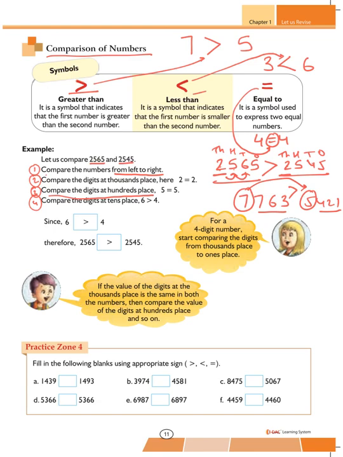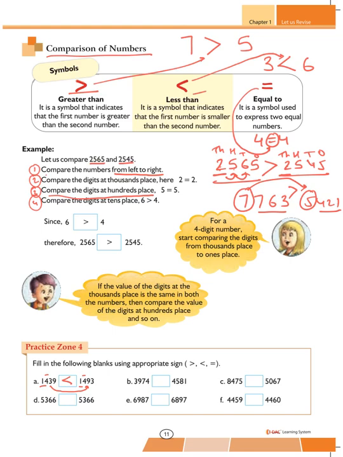Okay, so we will solve one example. 1439 and 1493. See, the first digit is equal. Okay, move on to the second digit. The second digit is also equal. Then we move on to the third digit. 3 is less than 9. So we put the less than sign. So we get the answer: 1439 is less than 1493.